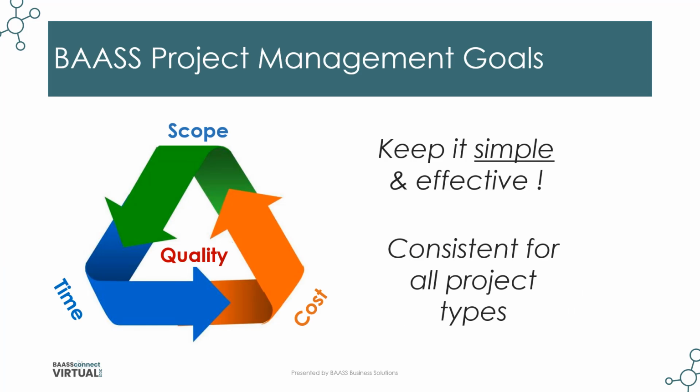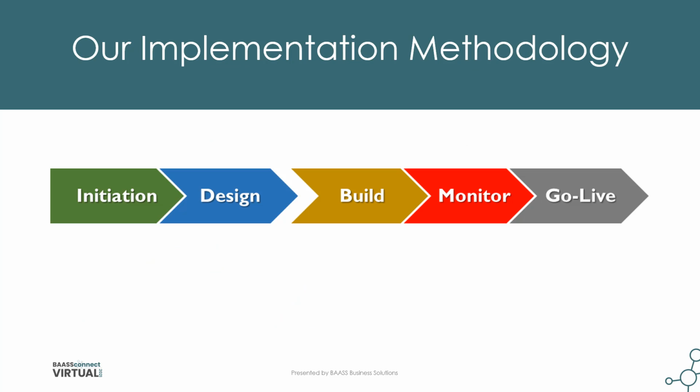When it comes to any project, it consists of three areas: the scope of the project, the time of the project, and the cost. And when all three of those are considered, we will have a quality project. We keep it simple and effective, and we use this consistently for all project types. Our implementation methodology has 5 phases: our initiation phase, our design phase, our build phase, our monitor phase, and our go live phase.